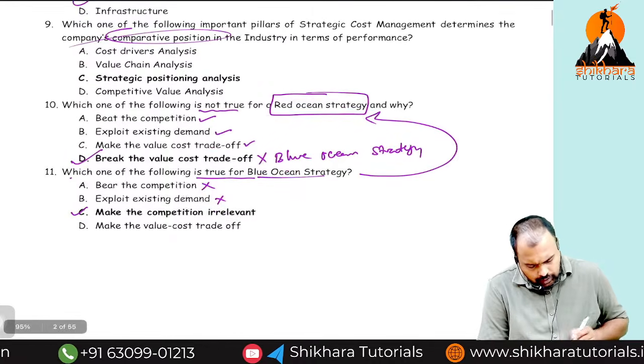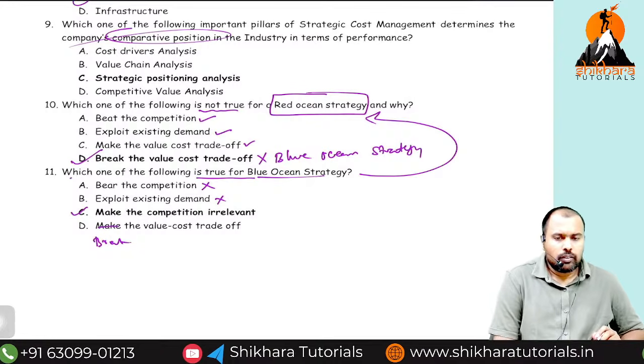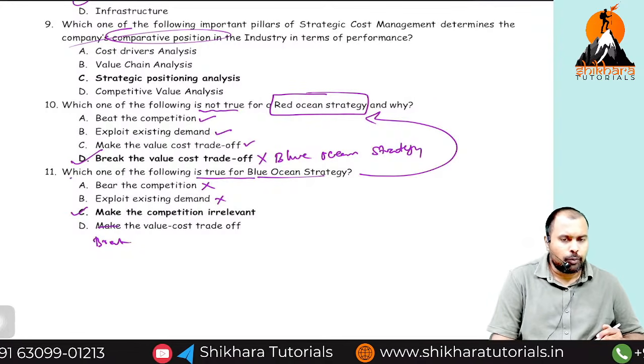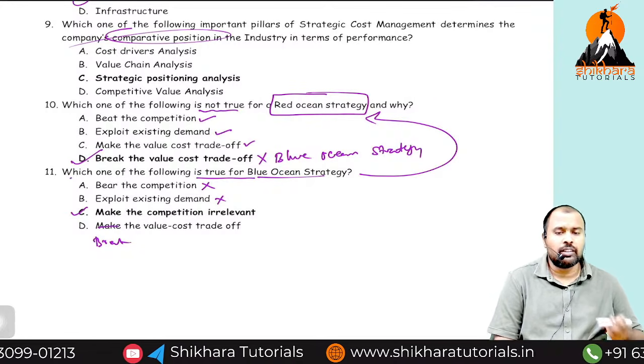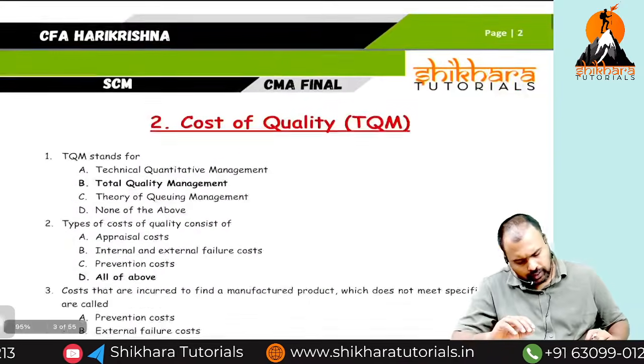Next, make the value cost trade-off. It is break the value cost trade-off. Got it? It has to be break under blue ocean; under red ocean strategy, it is make the value cost trade-off. Okay.